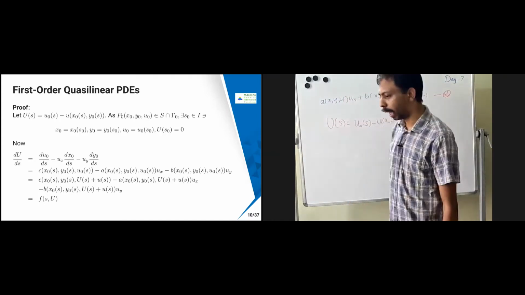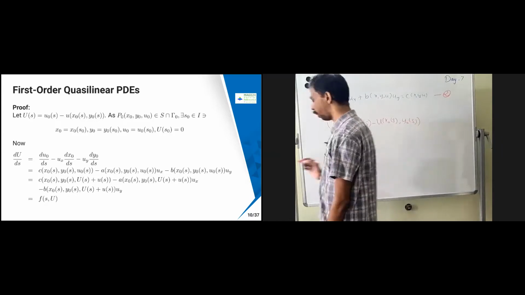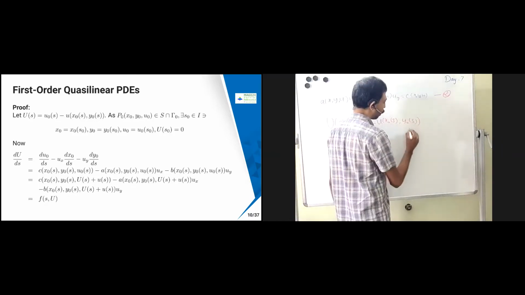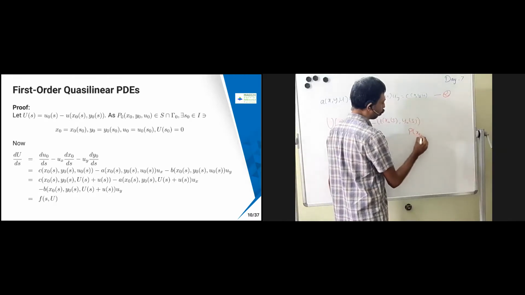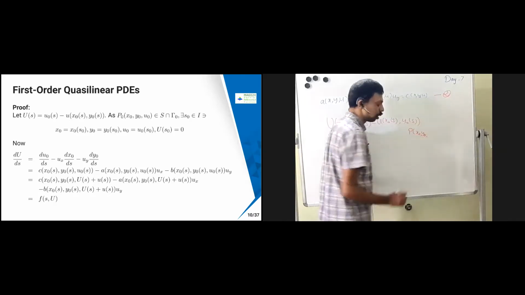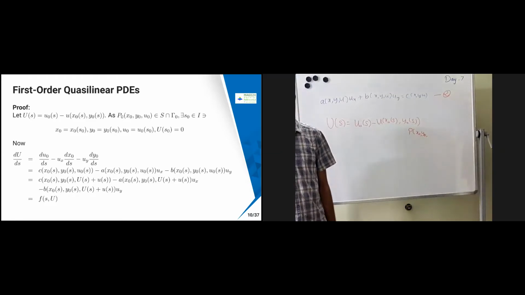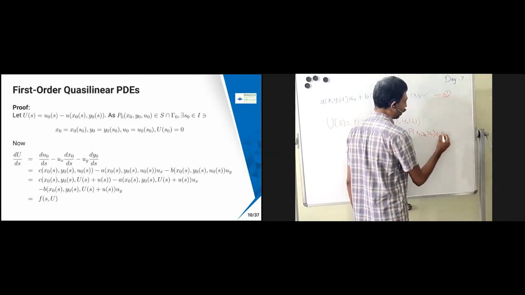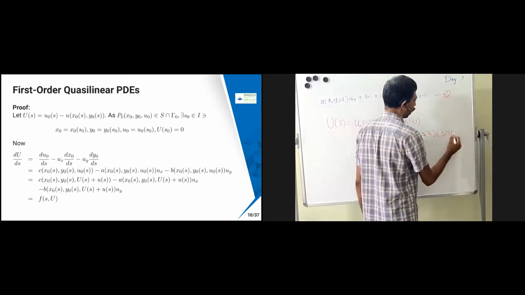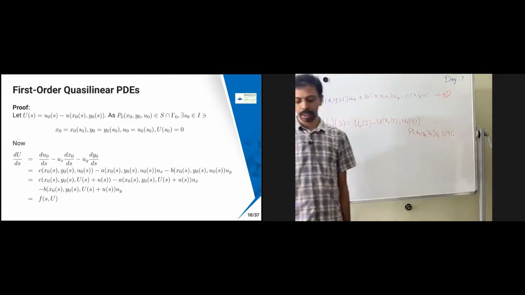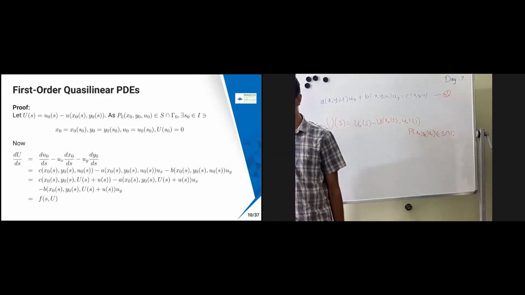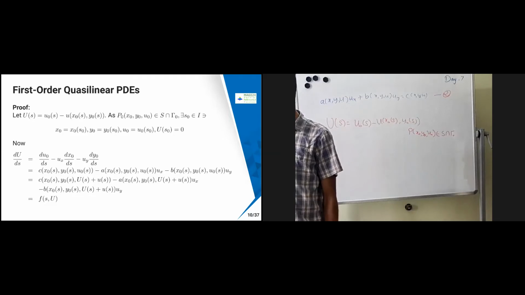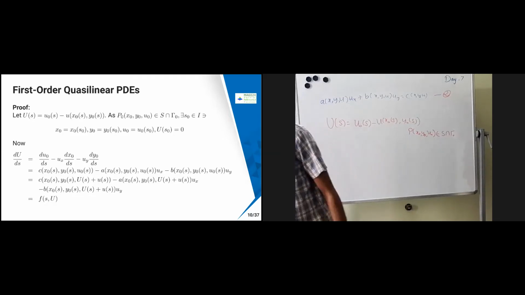Now, it is given that P of x naught comma y naught comma u naught belongs to S intersection gamma naught. That was the condition. It was given that gamma naught is intersecting with the integral surface S at the point P of x naught comma y naught comma u naught. So that is given.